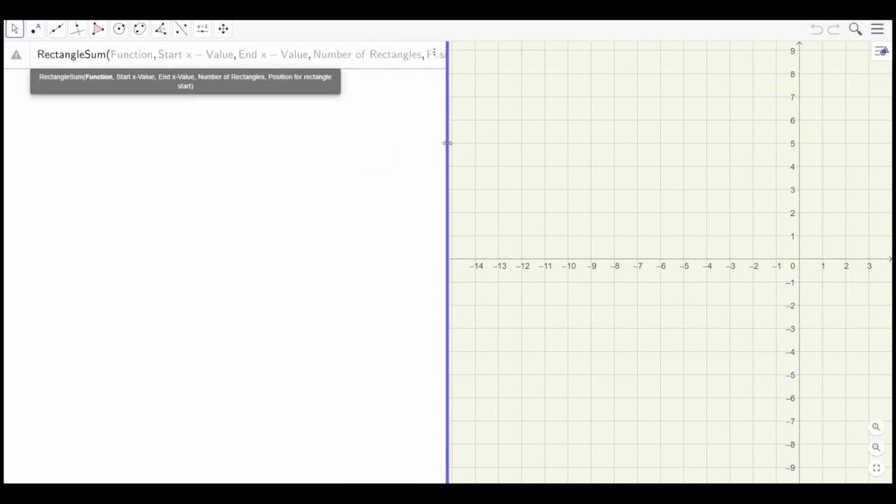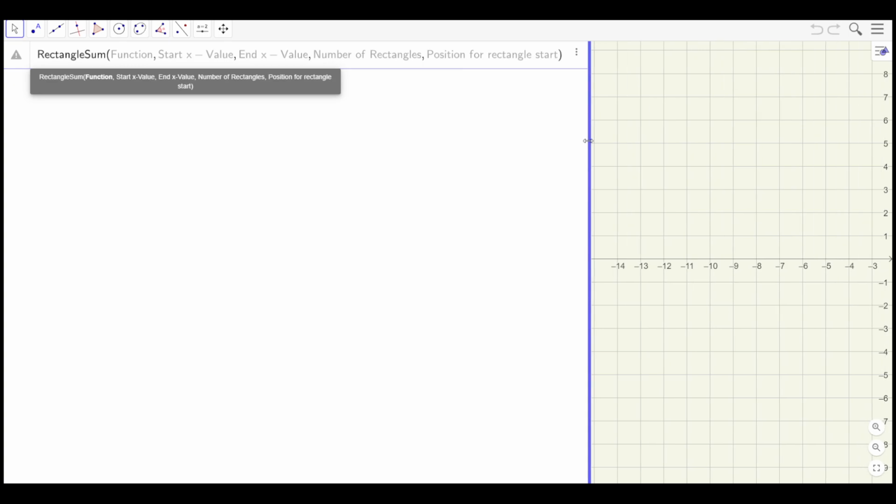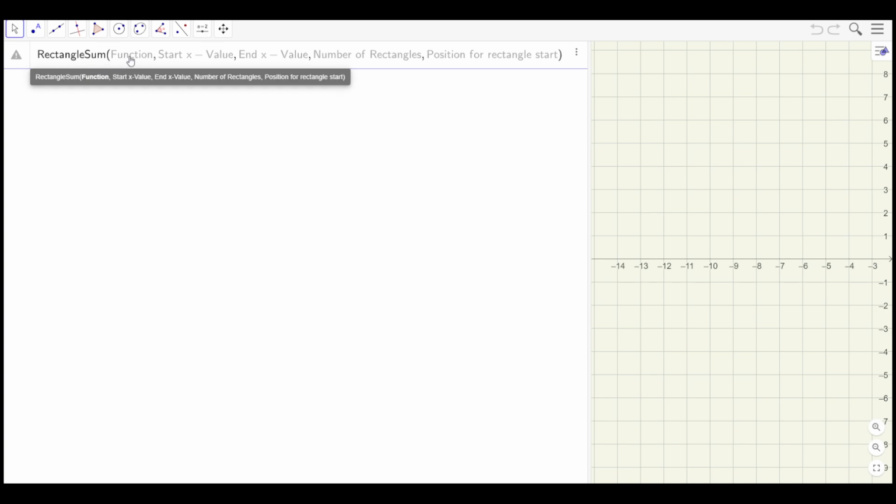And then there is something I want to show you, and that is the position for rectangle start. So you have your function. Let us take the function y equals x squared. Let me take the initial value to be 1, and the final value to be 5, for example. And how many rectangles do you want? Let us keep it 4 for the time being.